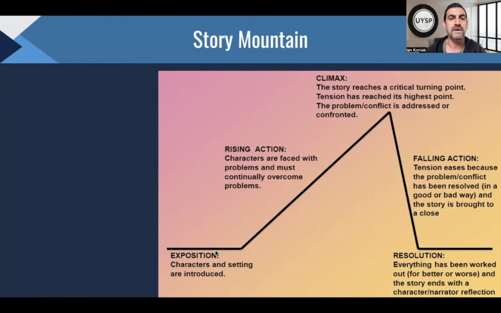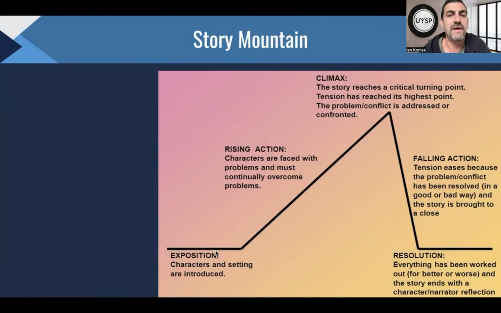The next part of a story is the rising action. And if you notice, this part of the story is the longest part. Typically, when you watch a movie, it's all about overcoming adversity and all of the obstacles that the hero of the story has to overcome. Okay. The next part of the story is the climax, which is when the story reaches a critical turning point. Tension is at its greatest point, and the problem is directly confronted, either in a good way or a bad way. But it's really the peak of the story.